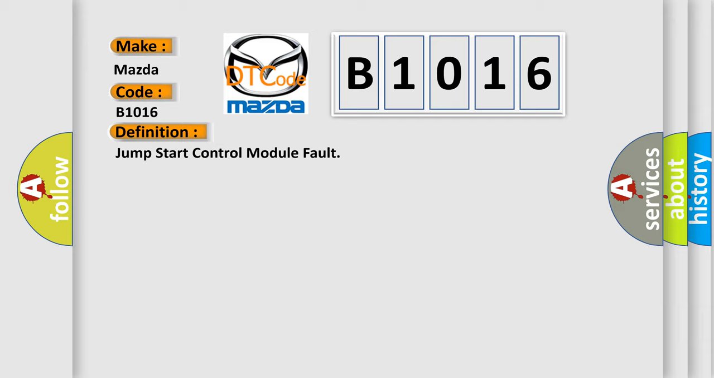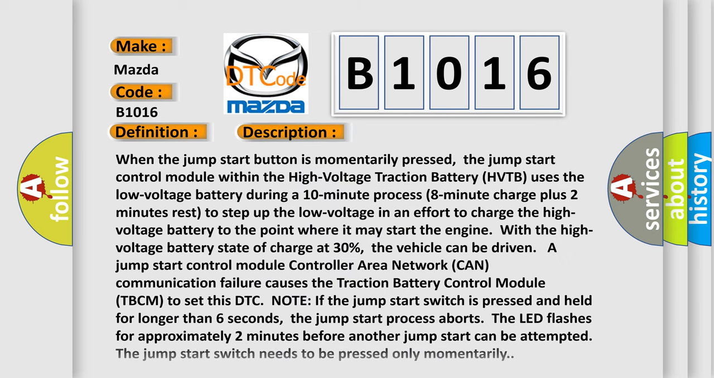And now this is a short description of this DTC code. When the jump start button is momentarily pressed, the jump start control module within the high voltage traction battery, HVTB, uses the low voltage battery during a 10-minute process, 8-minute charge plus 2 minutes rest, to step up the low voltage in an effort to charge the high voltage battery to the point where it may start the engine, with the high voltage battery state of charge at 30%. The vehicle can be driven. A jump start control module controller area network, CAN, communication failure causes the traction battery control module, TBCM, to set this DTC.